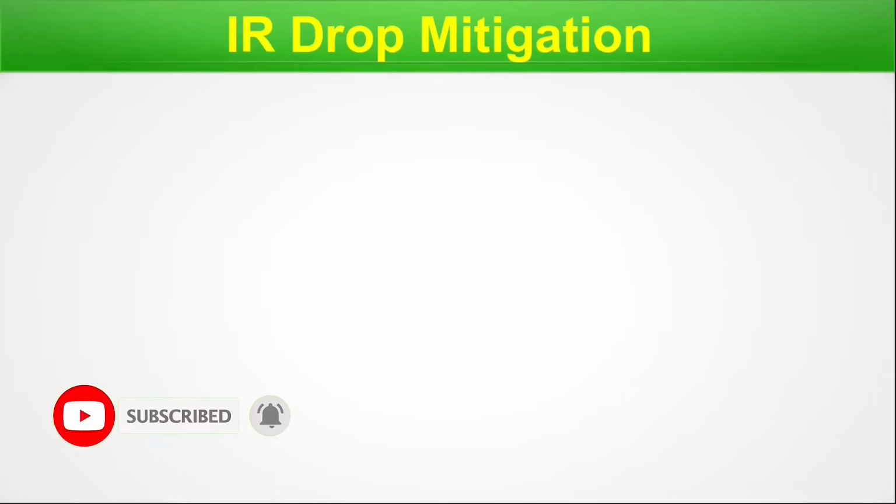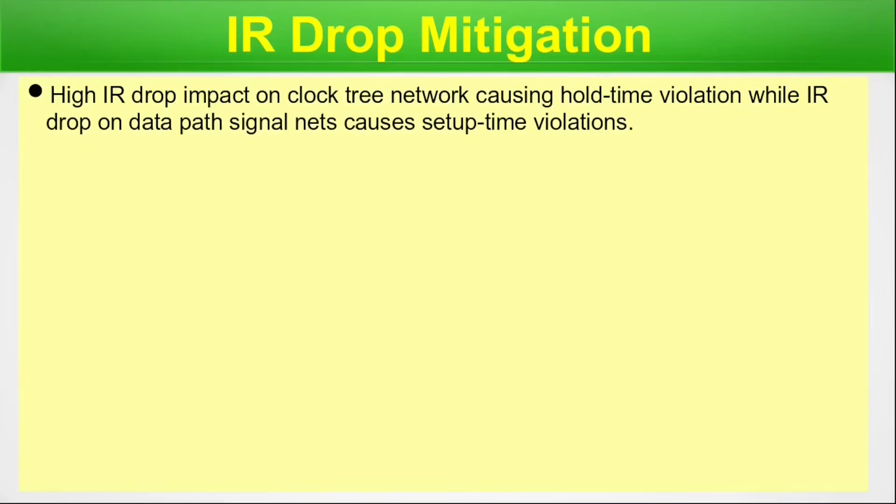Here in this slide, we'll talk about the IR-Drop mitigation. So far, we have discussed all the reasons behind IR-Drop, how we detect the IR-Drop, and the detection procedure theories we have covered. Now, we'll talk about some of the mitigation methods in the upcoming points. High IR-Drop impacts the clock tree network, causing hold time violation, while IR-Drop on data path signal nets causes data time violation. I've also touched this particular point a few slides back.